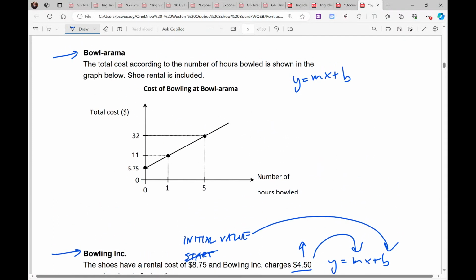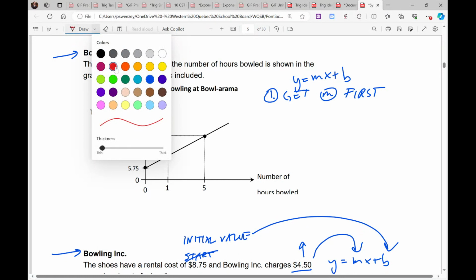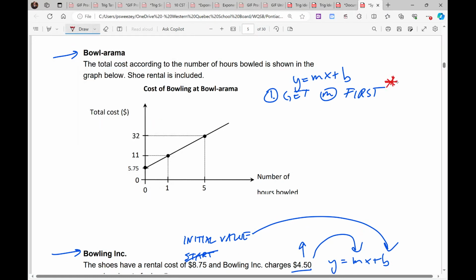The Bowl-O-Rama, however, I really like this question because, this wasn't recorded, but I always say number one, get M first. But there is just a little caveat to that. I always want you to get M first, unless you can see B right off the bat. If they provide you a diagram like this right here, now you could, if you don't see it, that's fine. You can actually still solve it regular, no problem whatsoever.